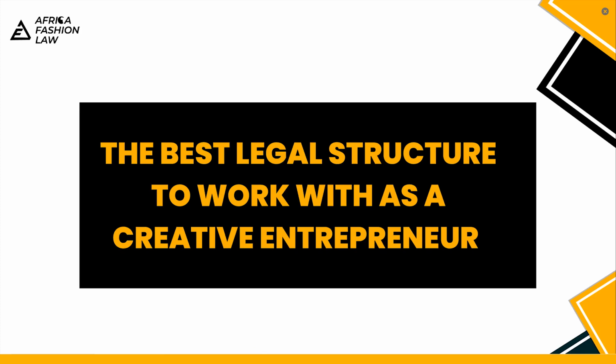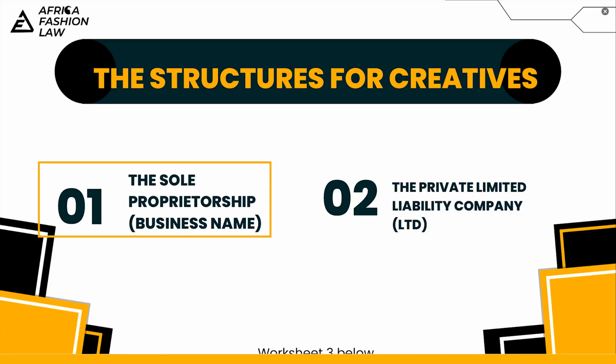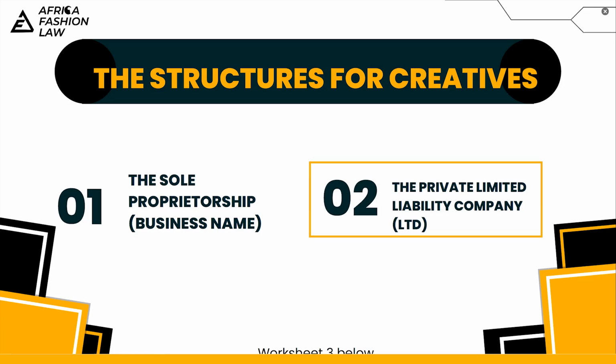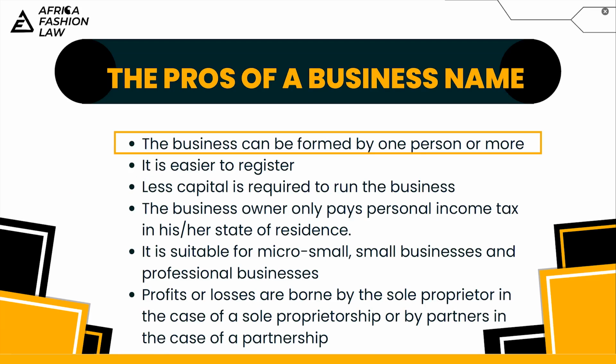Welcome back, because now we're looking at the best business structure that would work for you. So, there are two different types of business structures, among several others, but as it applies to you, let's just say there are two business structures. So, we have the sole proprietorship and the private limited liability company. The sole proprietorship is usually registered by one person or more. The business name can be formed by one person. So it is primarily for really small businesses.